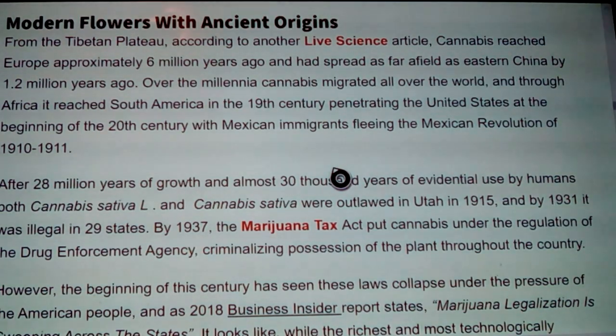And so over the millennia, cannabis has migrated all over the world, and through Africa it reached South America in the 19th century, penetrating the United States beginning in the 20th century, with Mexican immigrants fleeing the Mexican Revolution of 1910 to 1911. So it was brought to the Americas and the New World, and because they had it in religions and things.